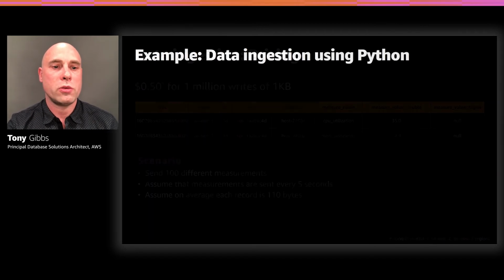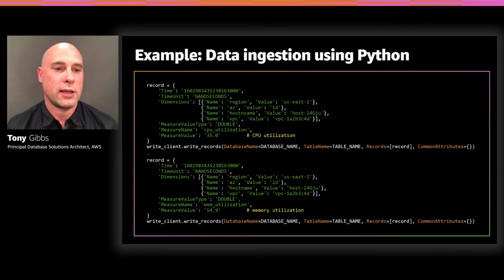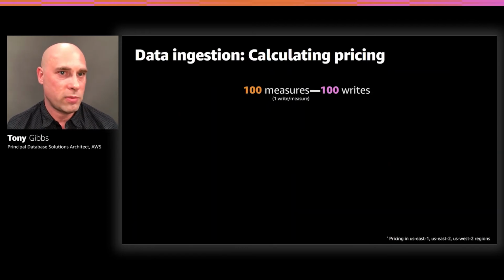So if we were to send this into Timestream, I've hard-coded these values into the Python here. Obviously, we'd build up variables for these records. I'm going to build up the first record for CPU utilization and send that. You can see I built it up for memory utilization. I'm going to do the write records request and send that. And I do that over and over again for all of the 100 measures. If I were to price this out, I'd have 100 measures. That would basically mean 100 writes in Timestream.